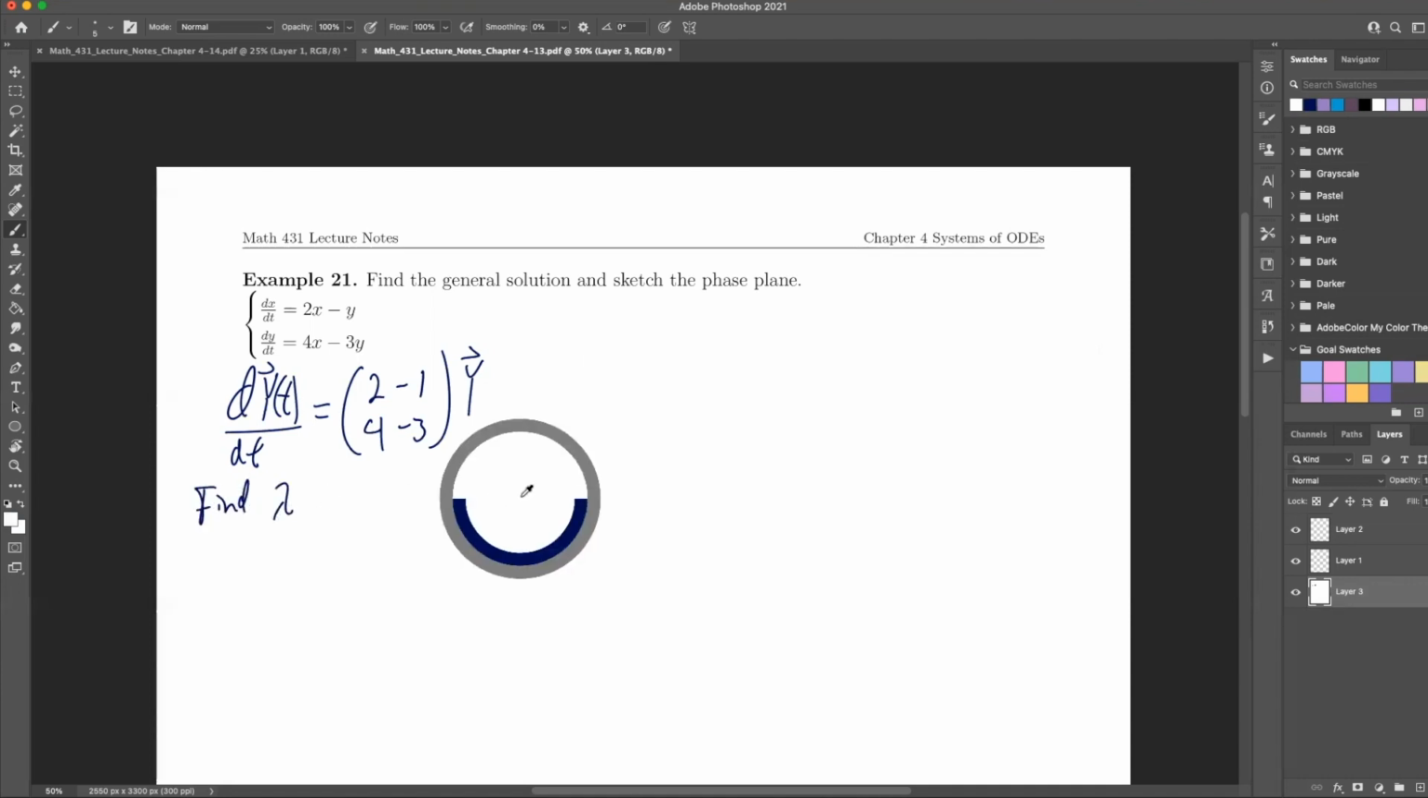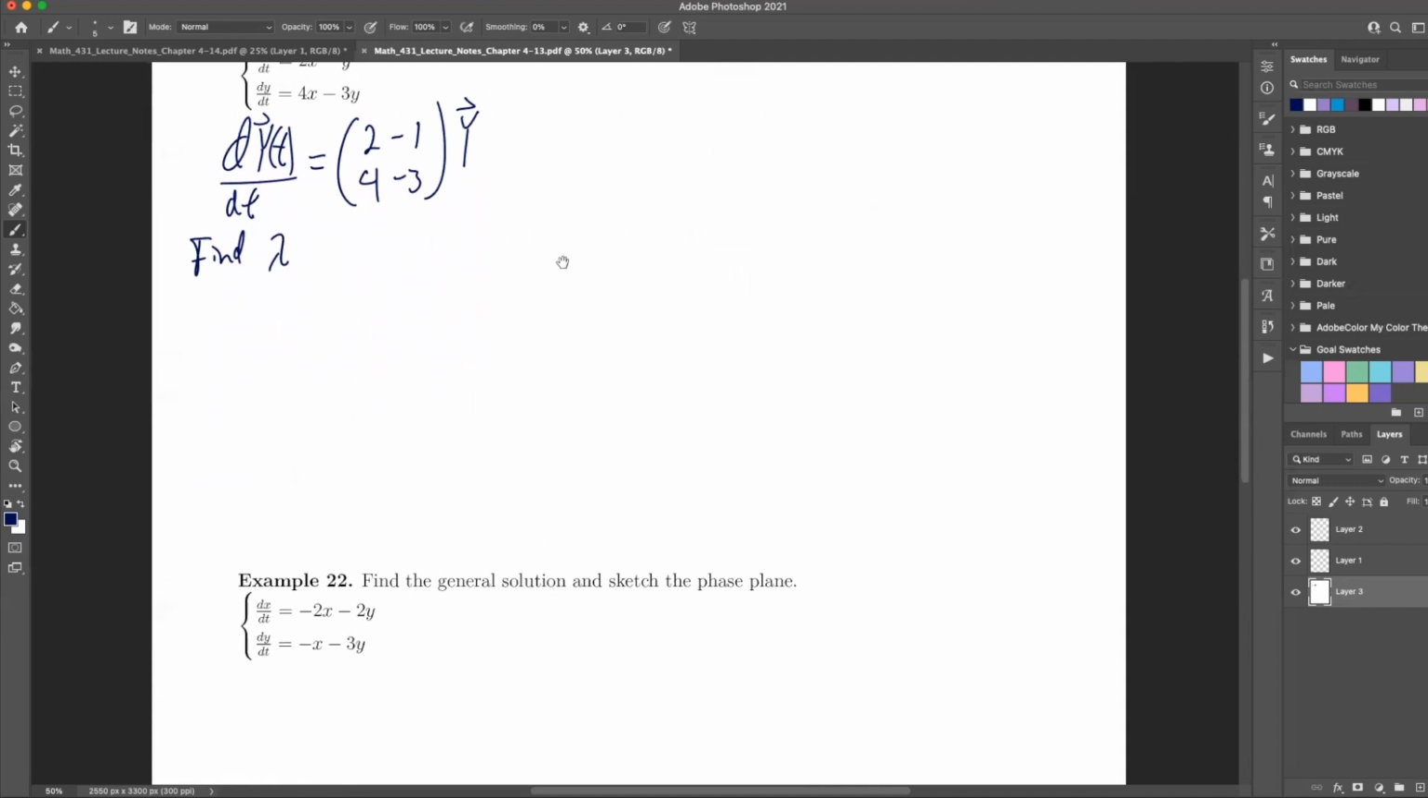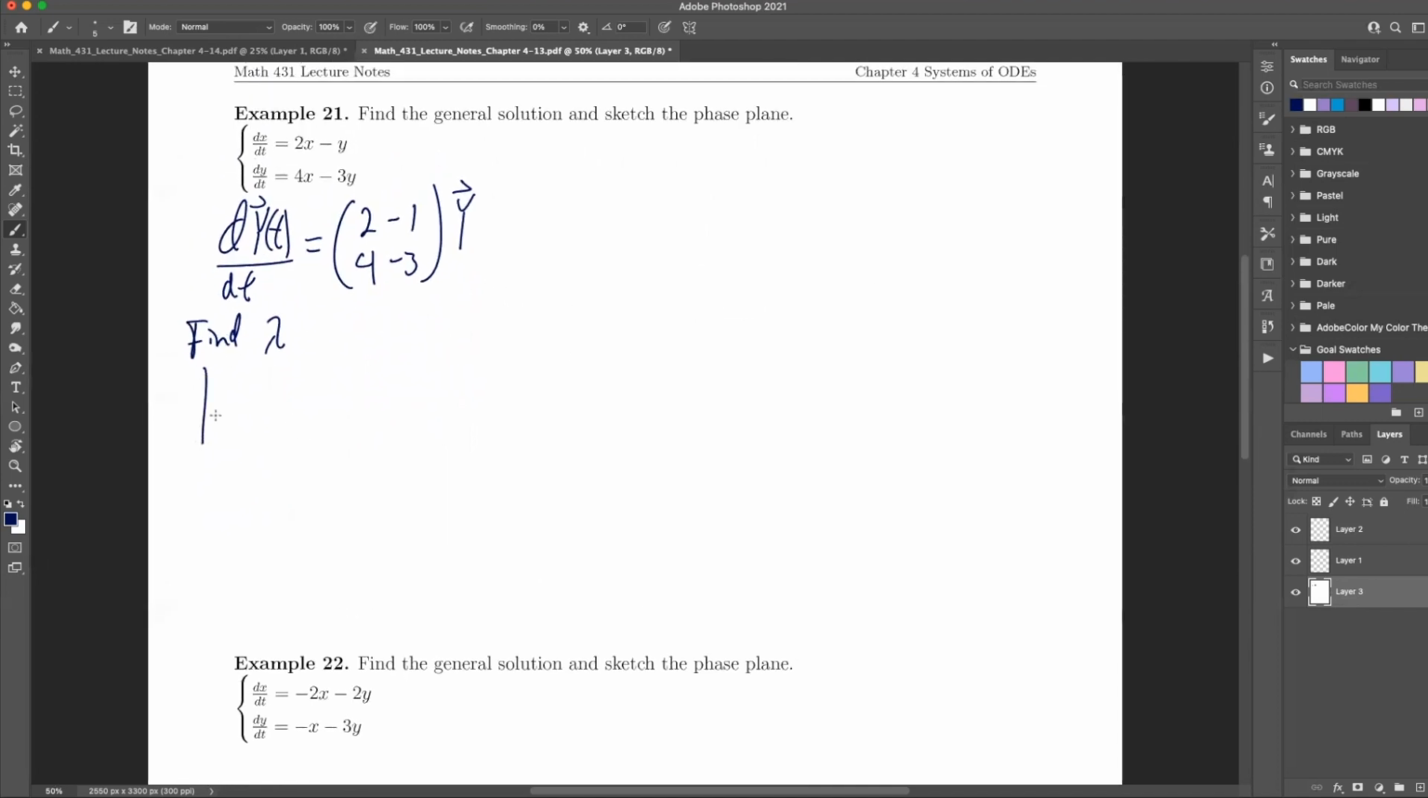we're going to take... oops, do not do that. Give me back my blue. So to find the lambdas, we're going to just take the determinant of [2 minus lambda, -1; 4, -3 minus lambda]. And this is going to equal lambda 1 equals 1, and lambda 2 is equal to minus 2. And that's going to imply, so I'm skipping steps.